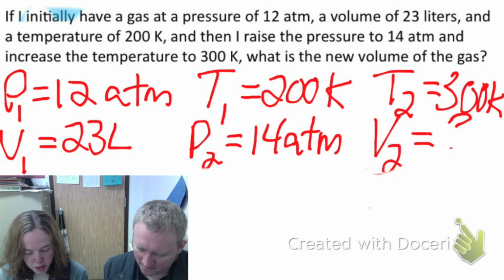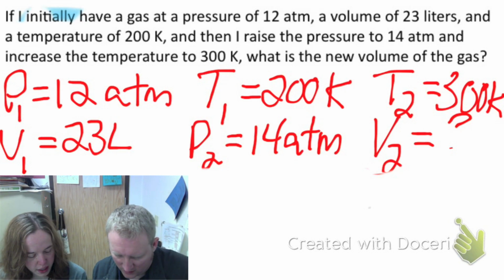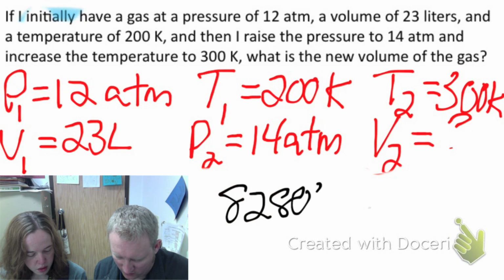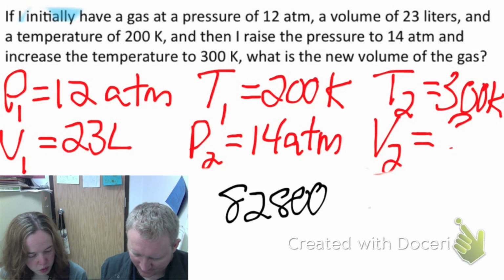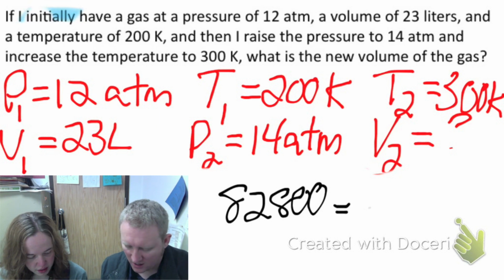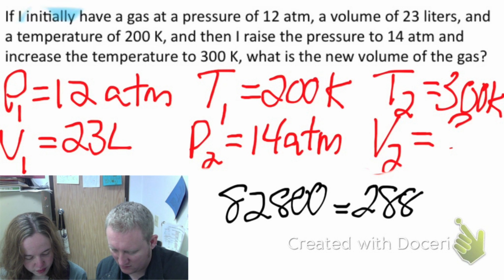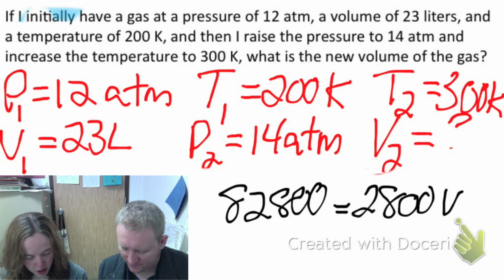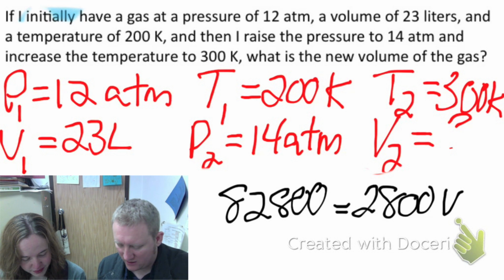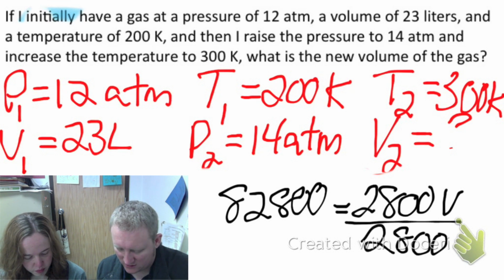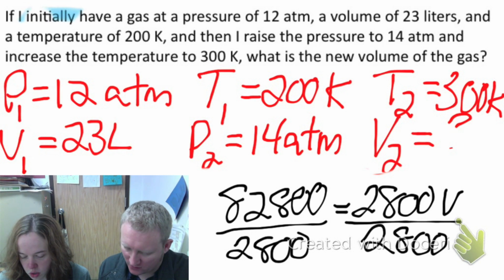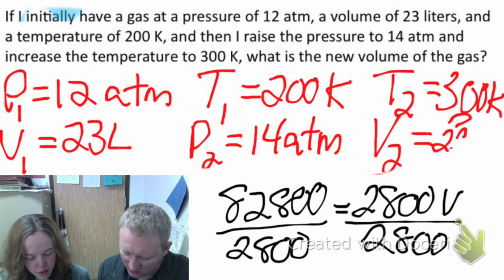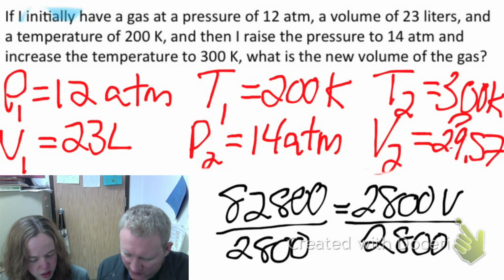All right. So we did our cross multiplying, but not our dividing yet. Our cross multiplying is 82,800 equals 2,800 V. Okay, I got excited. So we've cross multiplied. Now we want to divide 2,800 on both sides. V is now 29.57. And what were our volume units before? Liters. So they're still liters.